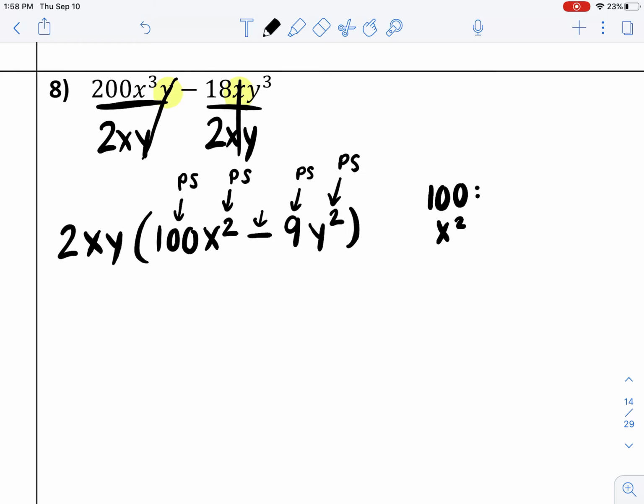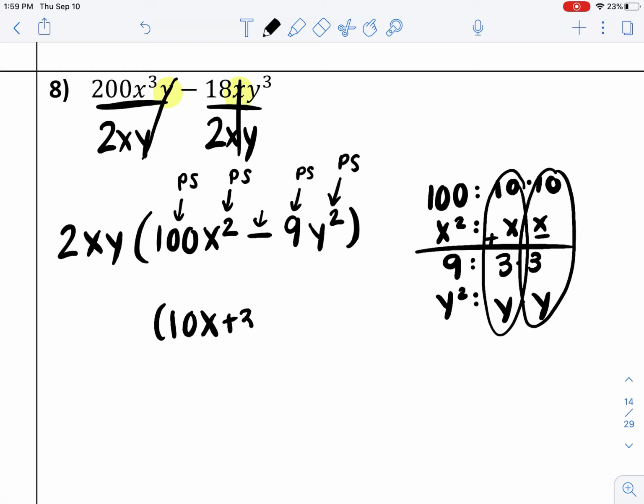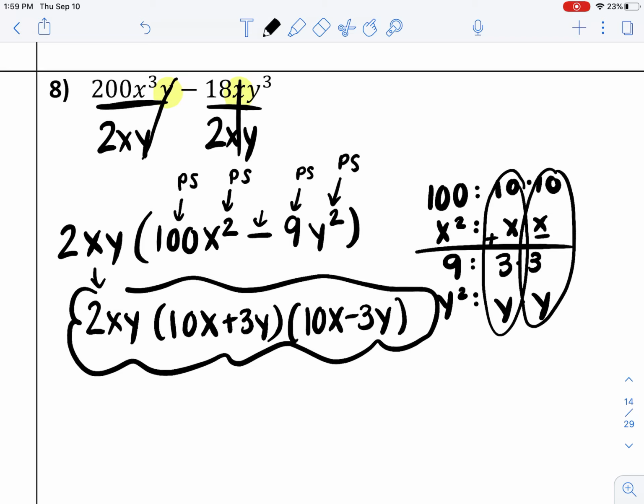So I have 100, I have x squared, I have the minus sign, I have 9, and I have y squared. 100 is 10 times 10. X squared is x times x. 9 is 3 times 3. And y squared is y times y. So I can group these up, put a plus on the line, put a minus on the line. So I have 10x plus 3y and 10x minus 3y. And then the 2xy goes in front.